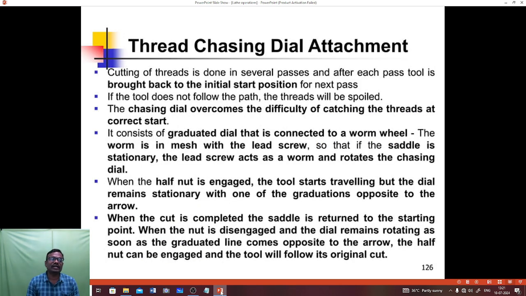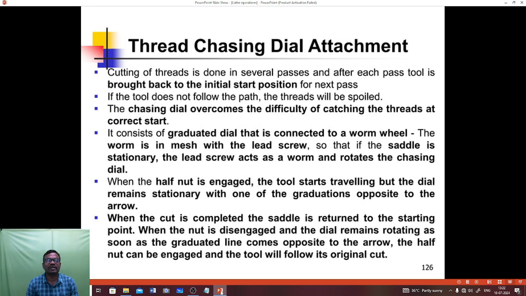Thread chasing dial attachment. It is used for cutting threads and is done in several passes, and after each pass, tool is brought back to the initial start position for next pass. If the tool does not follow the path, the threads will be spoiled. The chasing dial overcomes the difficulty of catching the threads at correct start.